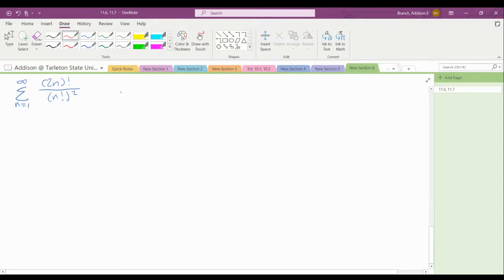We're going to plug in an n plus 1 everywhere we see an n. So we're going to get 2 times n plus 1 factorial over n plus 1 factorial squared, times n factorial squared over 2n factorial. So right here on paper, this doesn't look like a ton that we can work with, but let's go ahead and play with this.